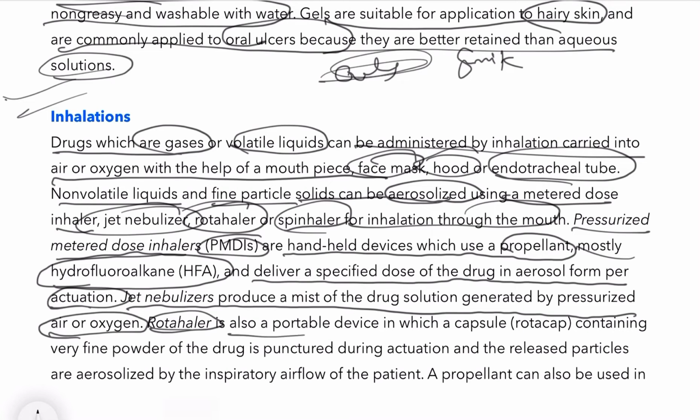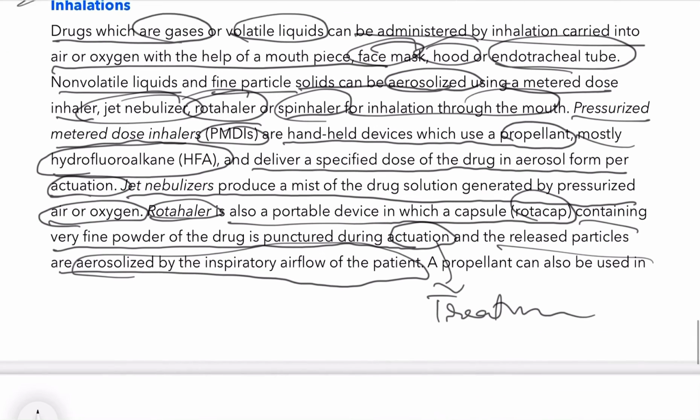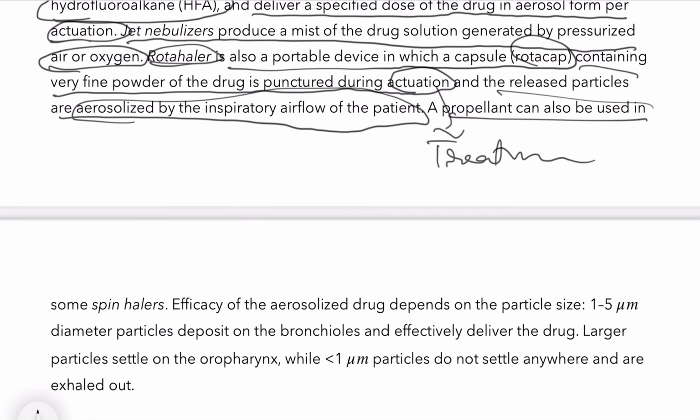Rotahaler is a portable device in which a capsule, rotacap, containing very fine powder of the drug is punctured during an actuation, that is, during a treatment. And released particles are aerosolized by the inspiratory airflow of the patient. It means the capsule is punctured during the treatment, and the particles released are then aerosolized and carried in by the patient's breathing. A propellant can be used in some spinhalers.